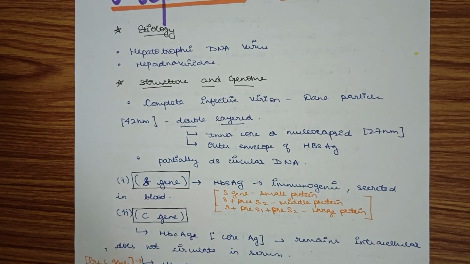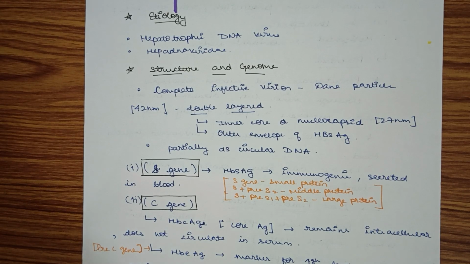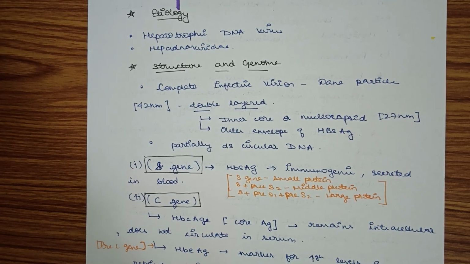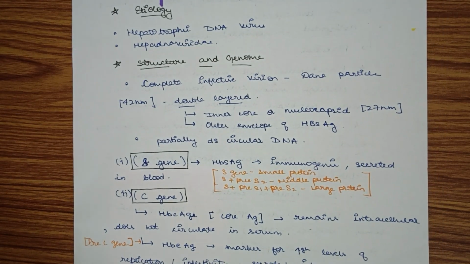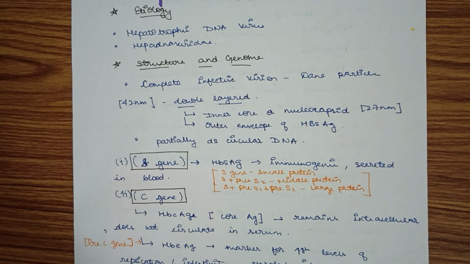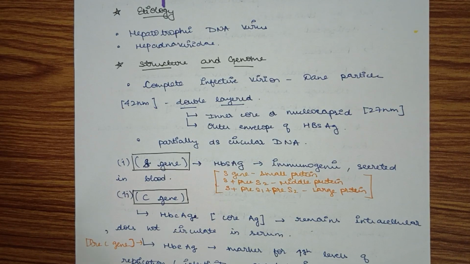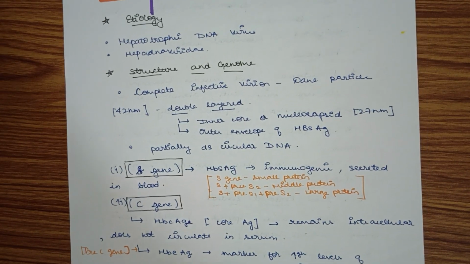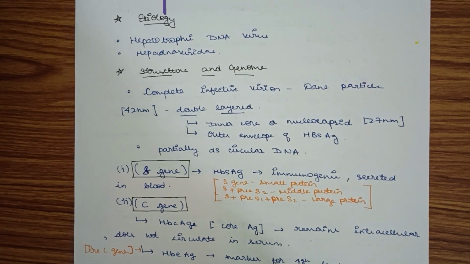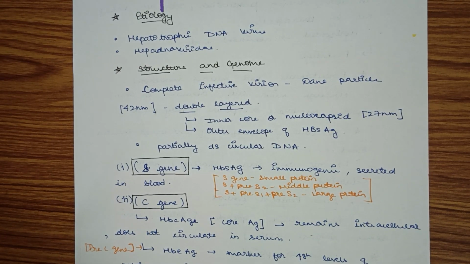The structure and genome: a complete infective virion is a DNA particle, which is a double-layered hepatitis B virus. It is formed of an inner core of nucleocapsid, which is 27 nanometers, and an outer envelope of hepatitis B surface antigen. The hepatitis B virus has many forms, such as circular forms and filamentous forms, but the infective form is only one, known as the Dane particle, which is 42 nanometers and double layered. It consists of a partially double-stranded circular DNA.